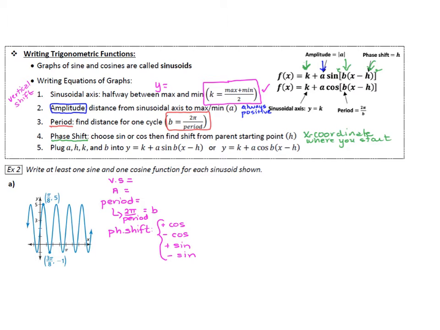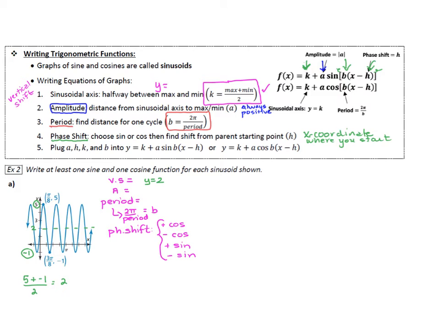All right, let's start this off. I noticed that my high point is at 5, and my low point is at -1. So what is halfway between 5 and -1 is going to be 2, because that's 4 divided by 2. So we know that 2 is going to be the sinusoidal axis. So this is going to be y equals 2, because that's always the equation of a line.